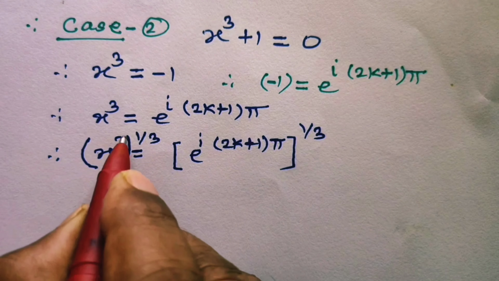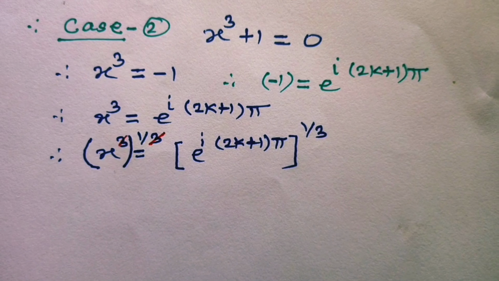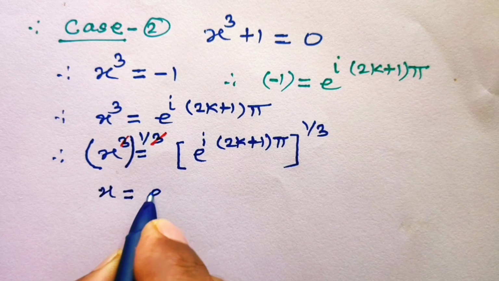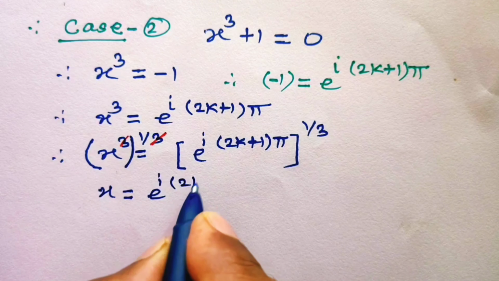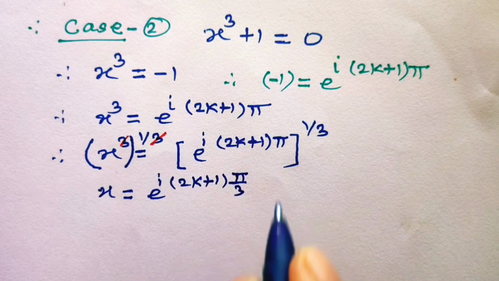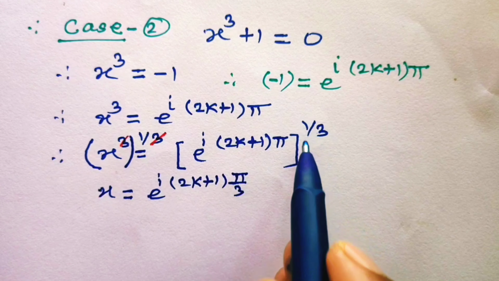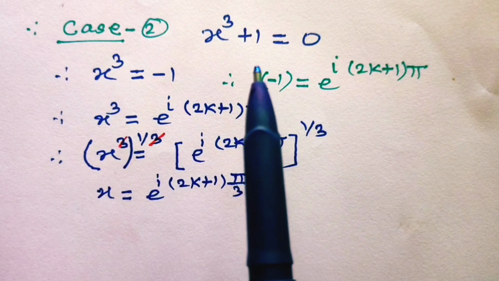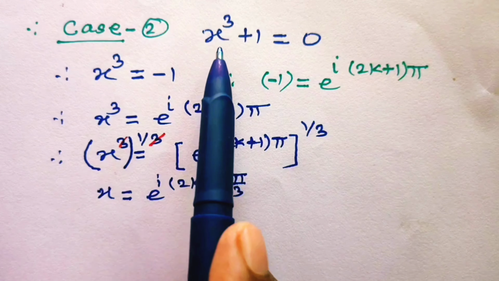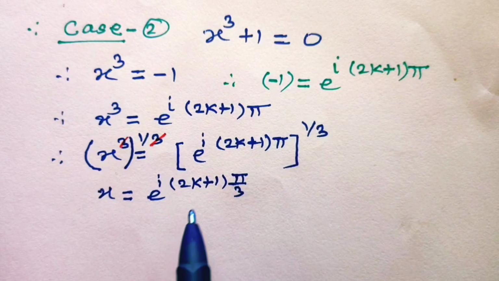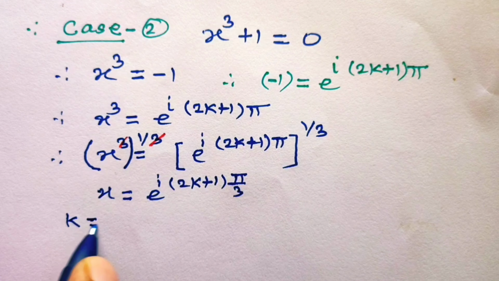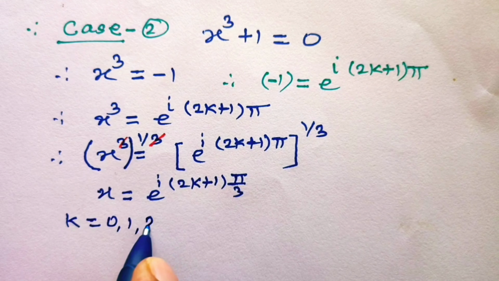Left hand side becomes this 3 cancels with this 3. Then the equation can be written as x is equal to e to the power i 2k plus 1 times pi upon 3, taking multiplication of powers. In case number 1, we have obtained 4 roots of the given equation, and the remaining 3 roots we have to find out by solving this cubic equation. So n is equal to 3 and here k takes values starting from 0, 1, 2.